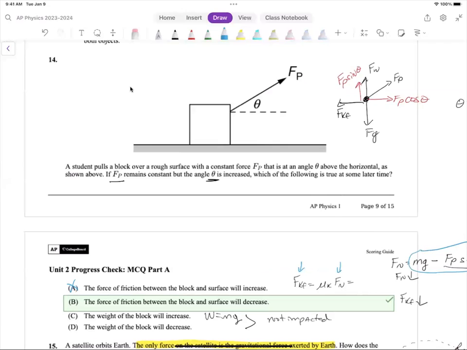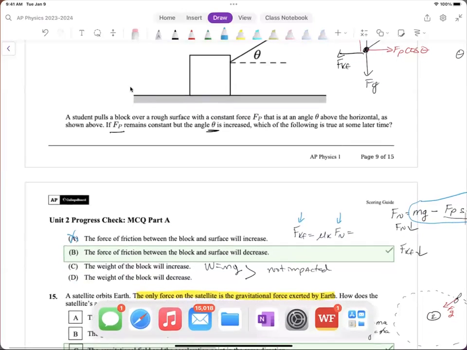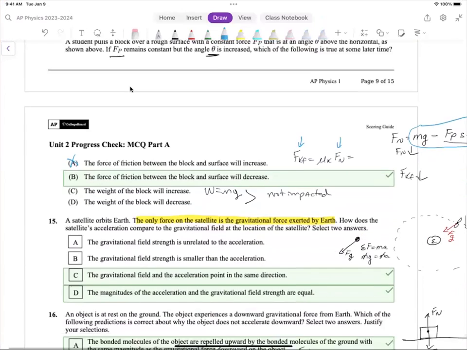But here, the weight of the block will increase. The weight of the block will decrease. Theta has nothing to do with the weight of the block. The weight of the block will only change if you move planets. They did not tell us that. Weight is defined as m times g.